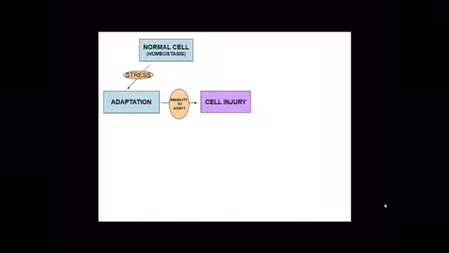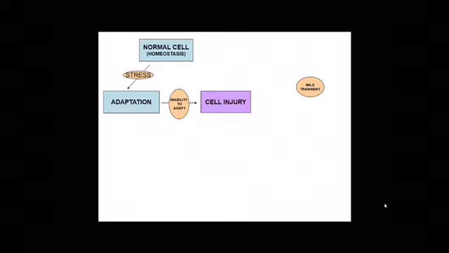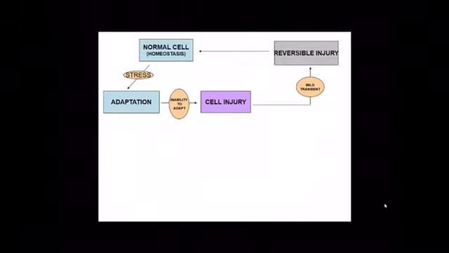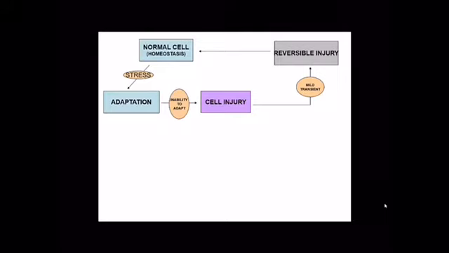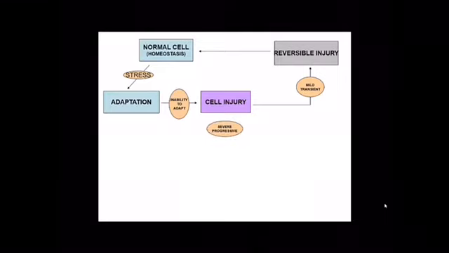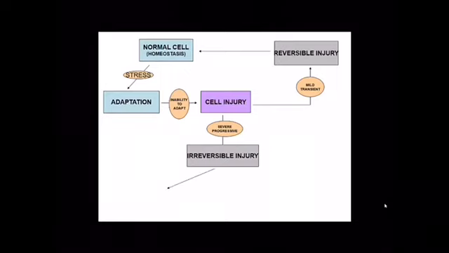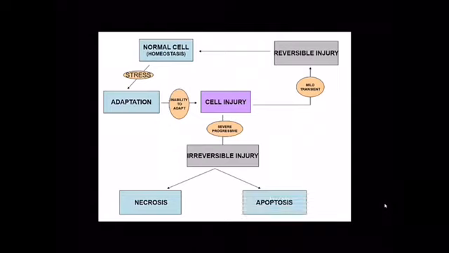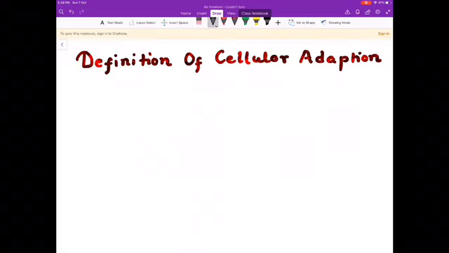In the case of inability to adapt or there is excess stress, it can lead to cell injury. Okay, if the cell injury stimulus is mild or transient, type of injury will be reversible. In the case of severe or persistent stress, it can lead to irreversible injury, which will be followed by necrosis or apoptosis, and these are known as cell death.